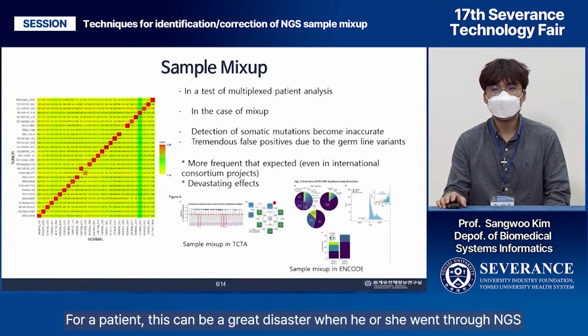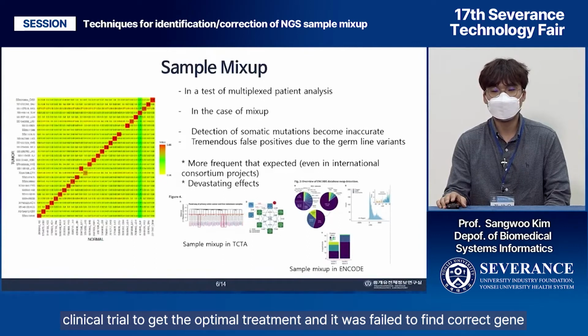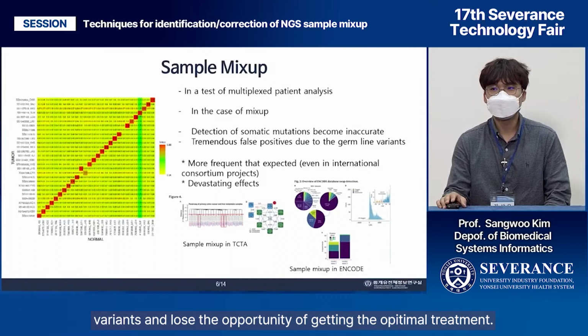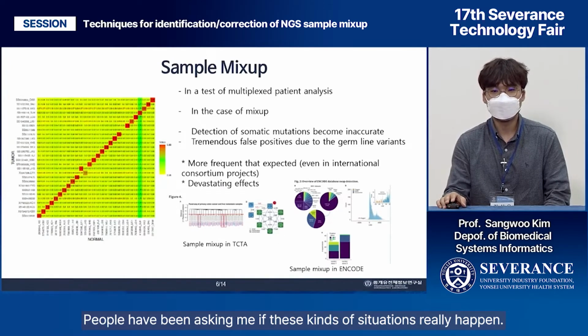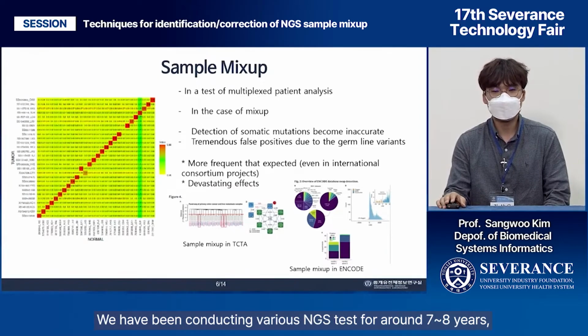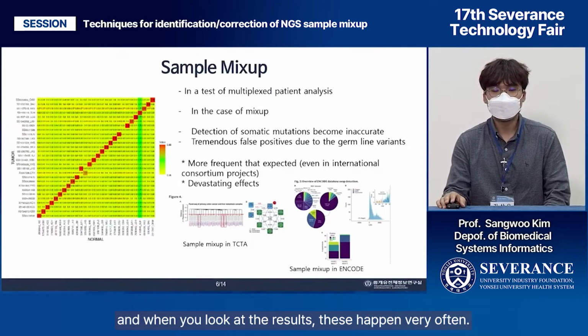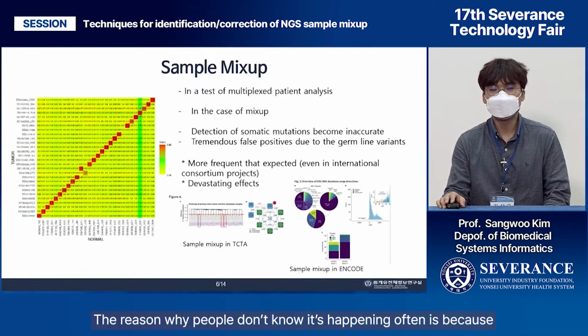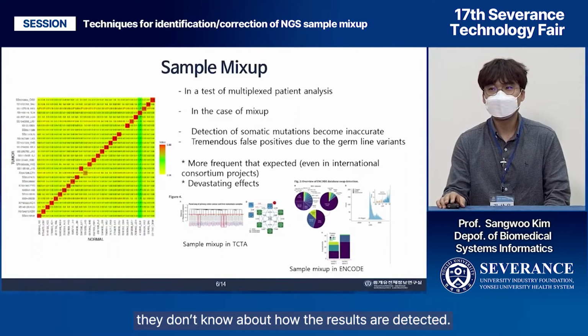For a patient, this can be a great disaster when he or she went through NGS clinical testing to get the optimal treatment, and it failed to find the correct gene variants and lost the opportunity of getting the optimal treatment. People have been asking me if these kinds of situations really happen. We have been conducting various NGS tests for around 7-8 years, and when you look at the results, these happen very often. The reason why people don't know it's happening often is because they don't know how the results are detected.